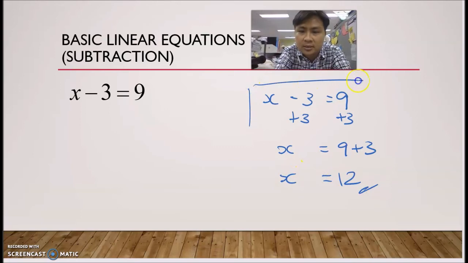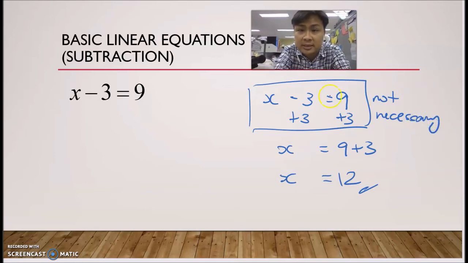Again, this is not necessary. It's only for your understanding. As long as you understand the principle of balance and you know how to make use of the opposite operator, then we can do the working straight away. From here, you know that you need to remove minus 3, so we plus 3, and therefore if we plus 3 on the left side, we must also plus 3 to the right side. So straight away you can write down x equals to 9 plus 3, and you'll get the answer. Are we clear about this?